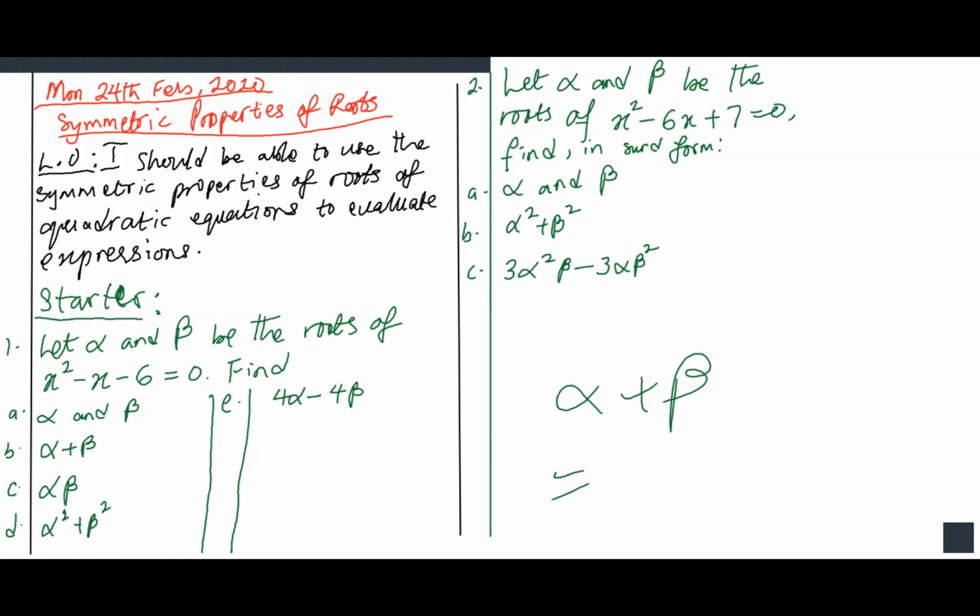You don't know what I mean by find alpha and beta? It means solve the equation. Do I have to spell it out? It means solve the equation. Alpha and beta are the roots. Find alpha and beta simply means solve the equation to find the roots, not find the factors. Come on.